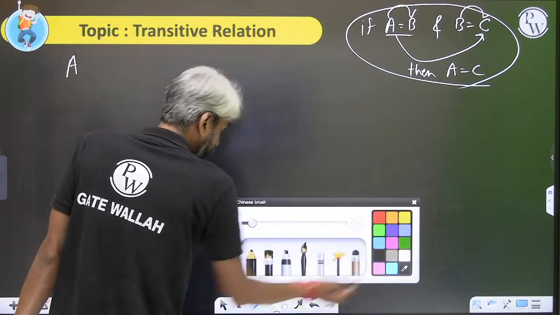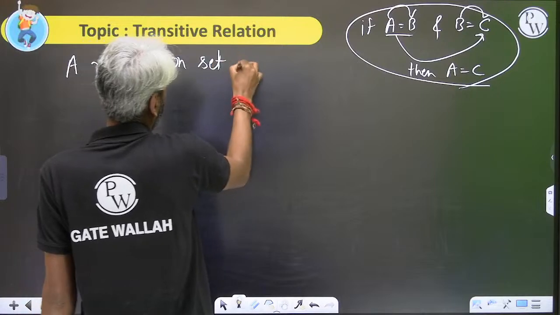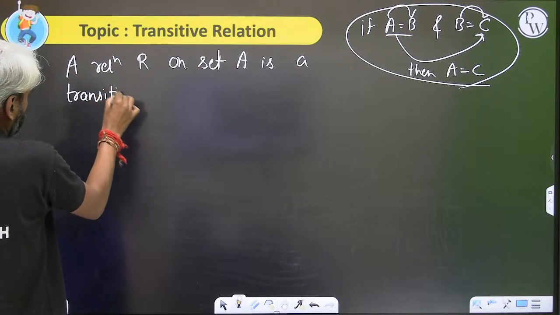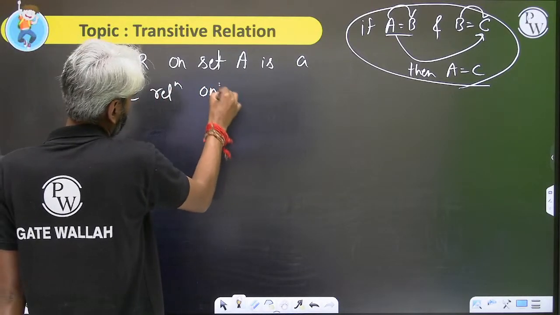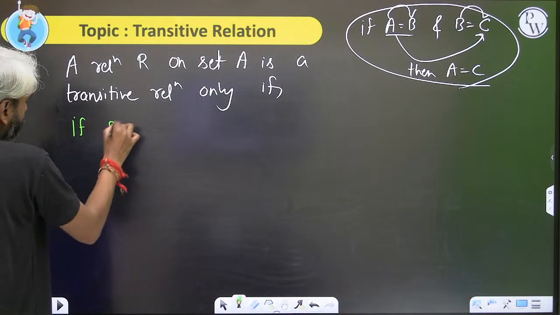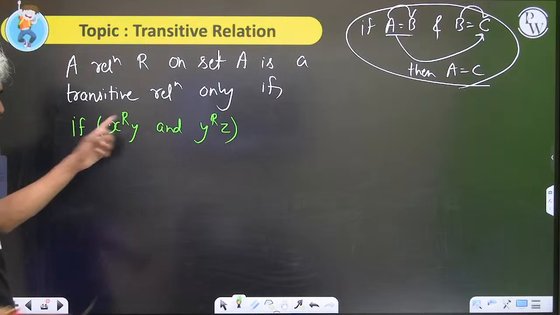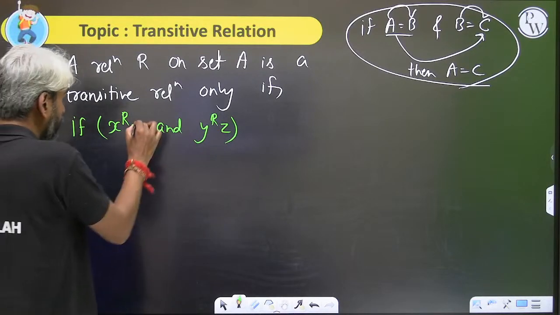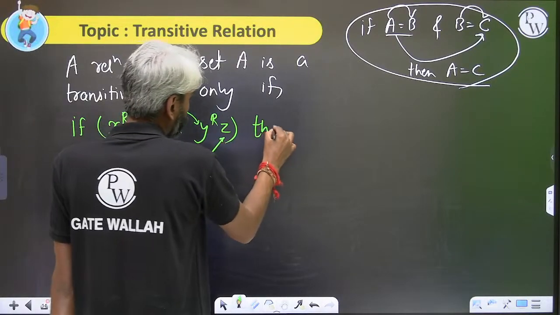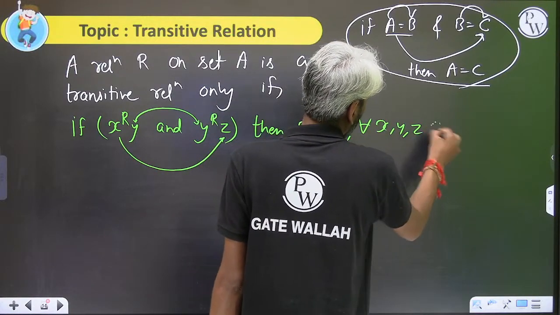So, what will be the definition? A relation R on set A is a transitive relation only if X relates to Y and Y relates to Z. So, there is a common element Y. X relates to Y, Y relates to Z. Therefore, X should relate with Z, for all X, Y, Z belonging to set A.